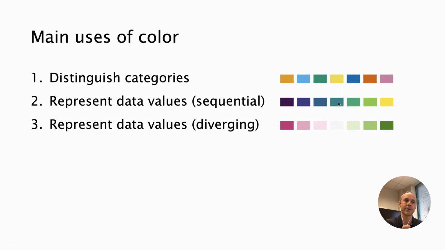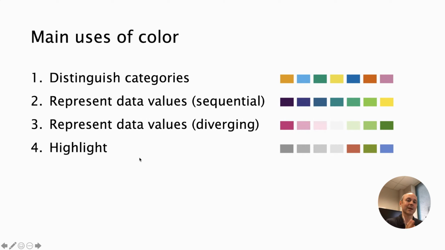And then the last one is you may want to highlight. So that's a special form of categorical scale. The difference is that in a normal categorical scale, you're actually explicitly not highlighting. So point number 1, distinguish categories, I just want to distinguish without highlighting any particular one. Highlight means I do also have categories, but some categories in some form stand out from others.